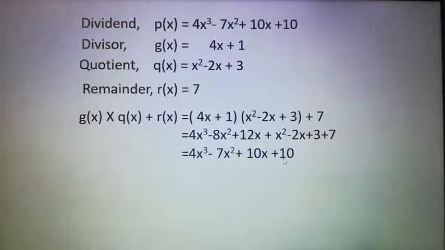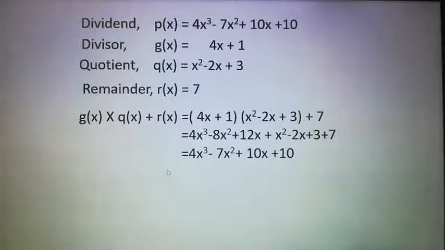Now what was the dividend polynomial? You see, it was 4x cube minus 7x square plus 10x plus 10. Is it the same? Yes. So you can see that g of x into quotient, that is divisor into quotient plus remainder, you get back 4x cube minus 7x square plus 10x plus 10, which is equal to the dividend.